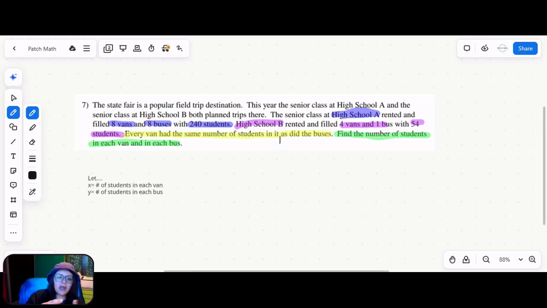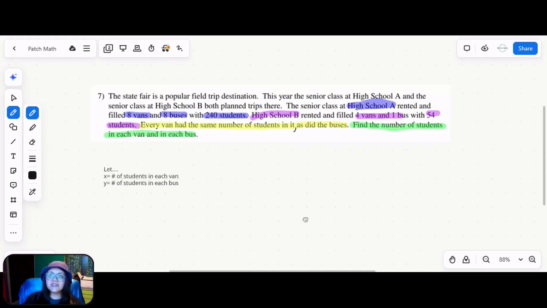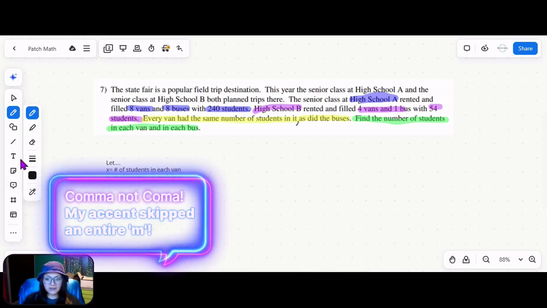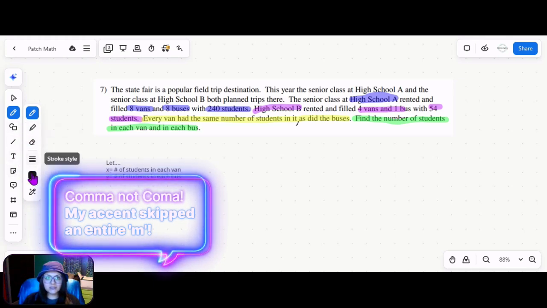So each van, compared to each other van, had the same number of students in it, and each bus, compared to each other bus, had the same number of students in it. That comma does make a difference there. And that scenario is why most of you don't like word problems, I'm sure. Sometimes they are needlessly ambiguous, and then we're stuck with that ambiguous word problem. So with that sentence modified with that comma, we can set up our system.